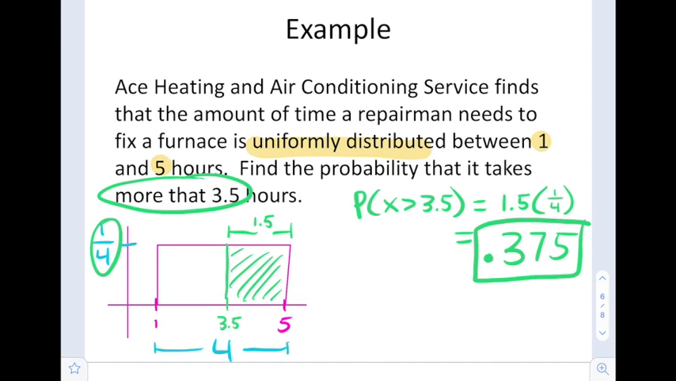When you're dealing with a density curve that has an area of 1 underneath, whatever sub-area you get, so the area of the smaller shape corresponding to the interval we're interested in, is your probability, in this case 0.375.